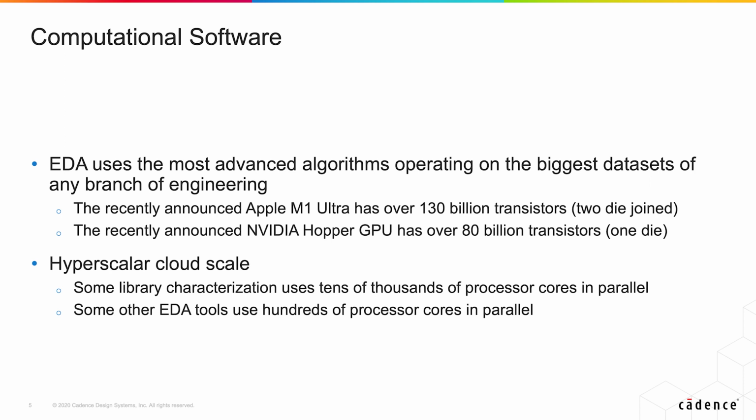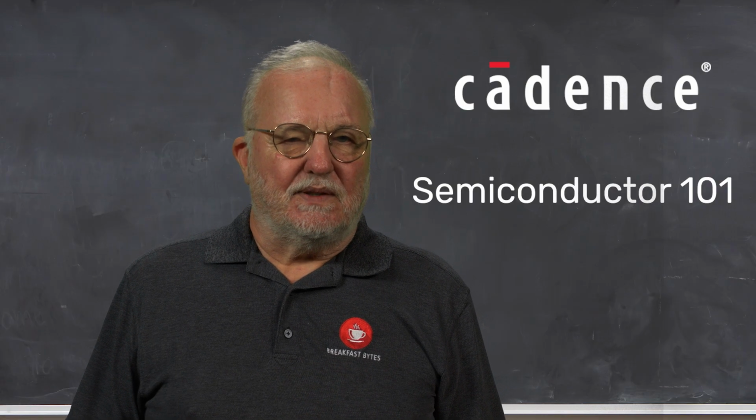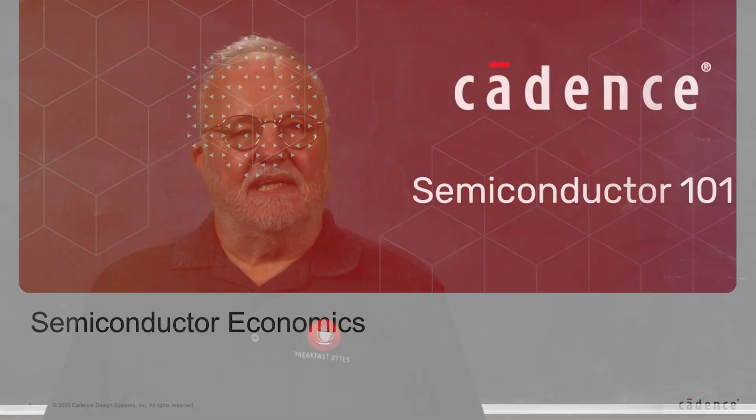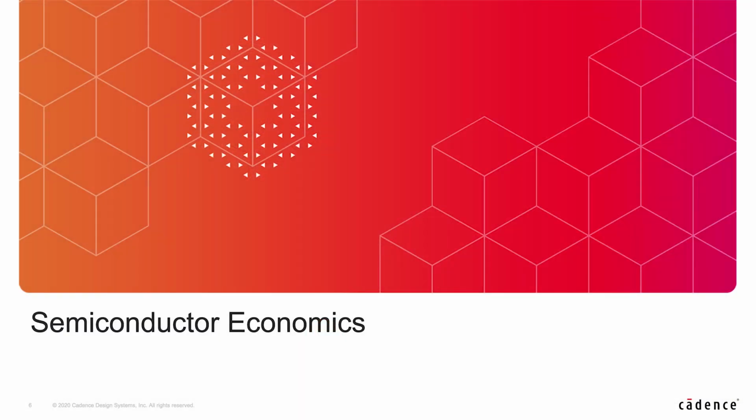So those are pretty big numbers when you have to deal with them in any software. And so in particular, they're at hyperscaler cloud scale. Some of the things that we do, something called library characterization, uses literally tens of thousands of processor cores in parallel. And many of our EDA tools use hundreds of processors in parallel, such as design rule checking, for example. So let me start, before I get to more details on EDA, with a little look at semiconductor economics.